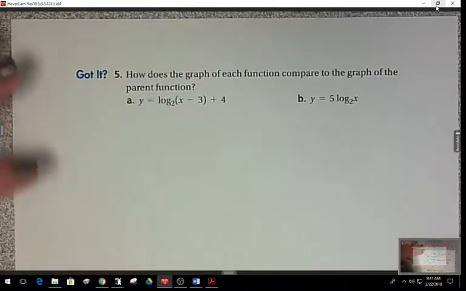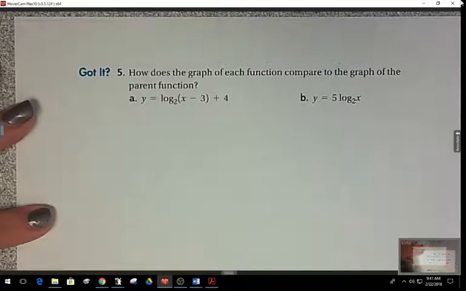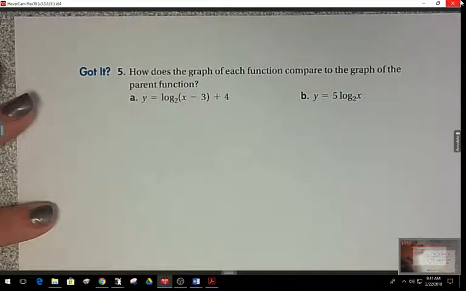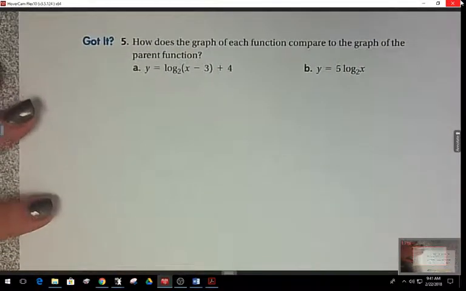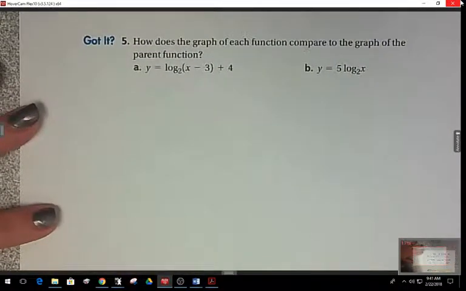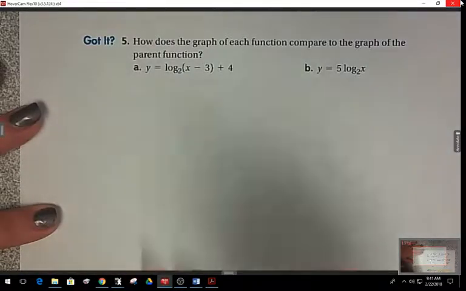So now, for the guided question number 5, it just wants to know, how does the graph of each function compare to the graph of the parent function? They don't actually ask me to graph them this time, so I'm not going to graph them. We're just going to talk about them and describe what these translations do.